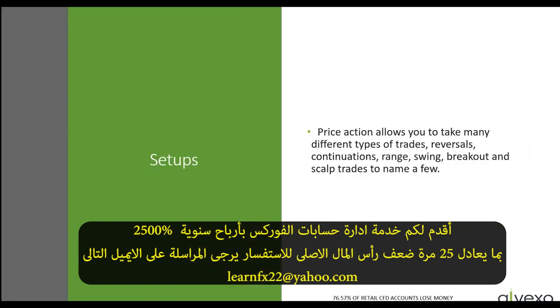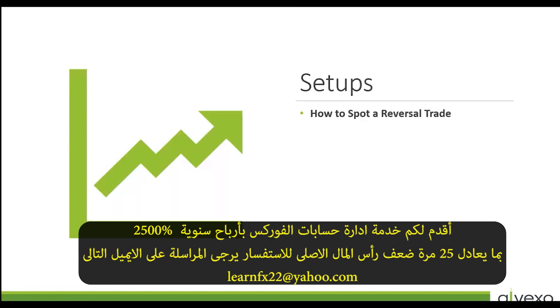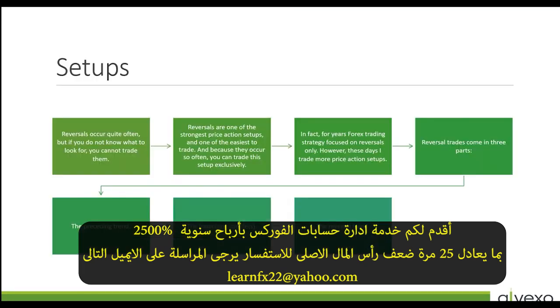Price action allows you to take many different types of trades: reversals, continuation, range, swings, breakouts, and scalps, to name a few. So how do we spot a reversal trade? Reversals occur quite often, but if you don't know what to look for, you cannot trade them. Reversals are one of the strongest price setups and one of the easiest to trade because they occur so often. You can trade this setup exclusively. In fact, for years, my trading strategy focused on reversals only. So we have the preceding trend, the indecision candle, and then the reversal trend.